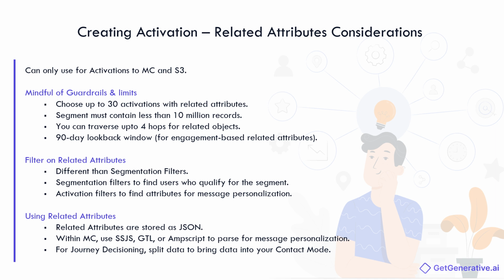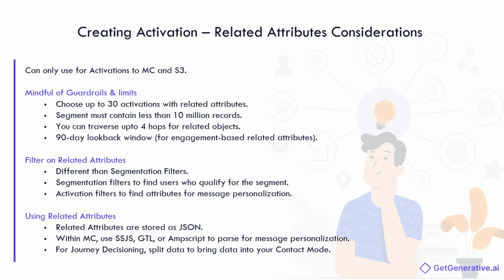Filters on related attributes are different than segmentation filters. It only filters the data. So let's say you're trying to filter on sales orders, give me sales orders that are canceled. In activation, it will not change the count of unified individuals. Your unified individuals will still be 60.